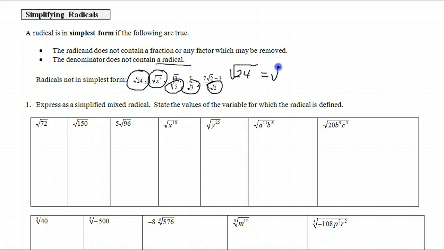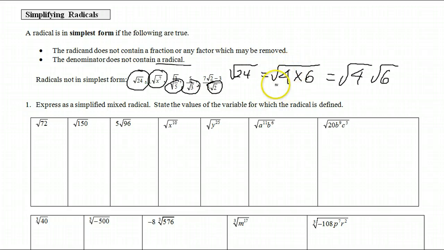What I want to do is write 24 as a product. Now I could go 24 times 1, but that's not really going to help. 12 times 2? Nope. How about 4 times 6? So it's the root of 4 times 6, which then becomes root 4, root 6, and root 4 is 2. So why did I choose 4 times 6? Because 4 is a perfect square. It has a square root. So this is 2 root 6.